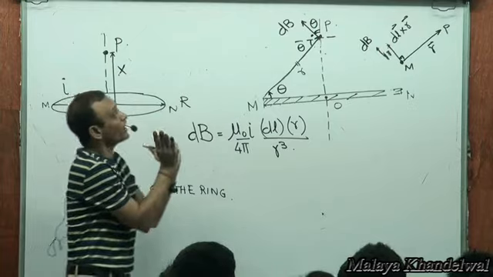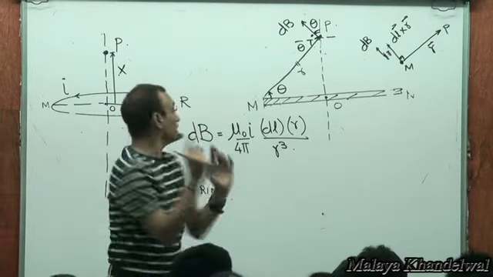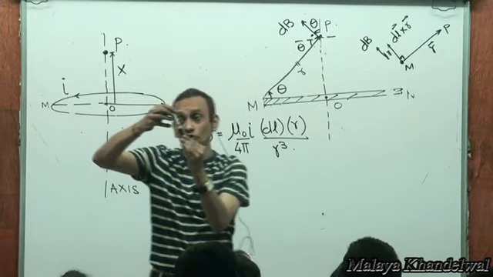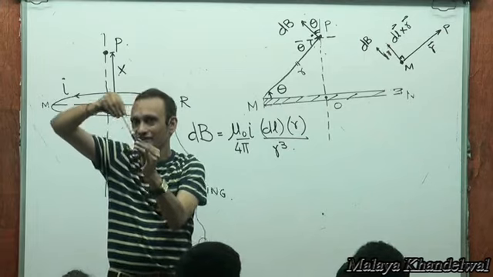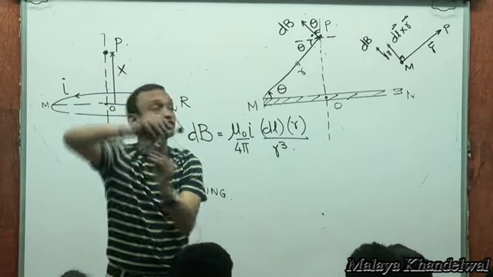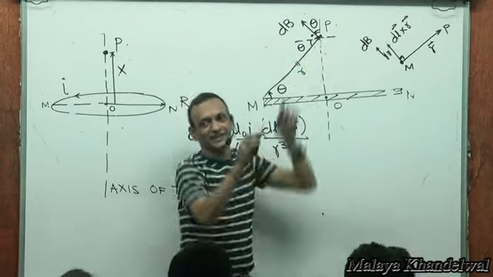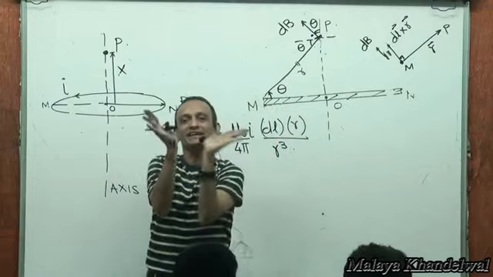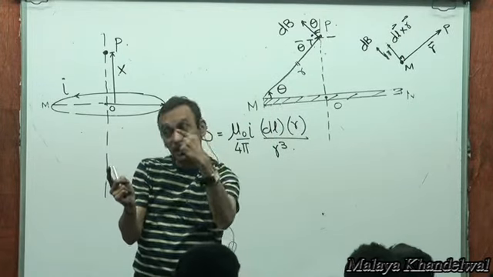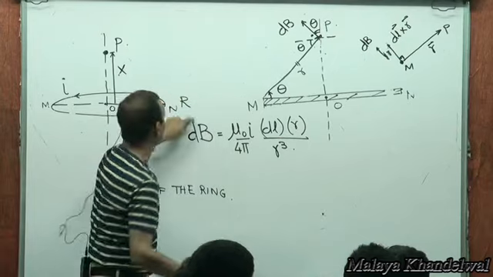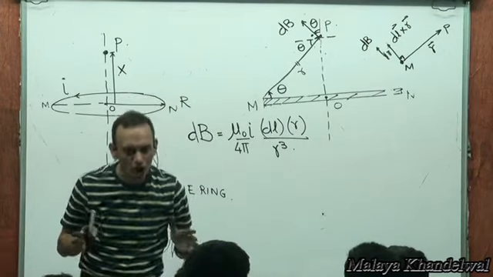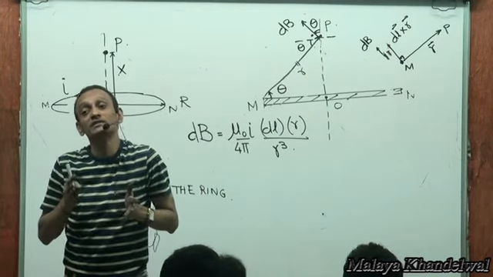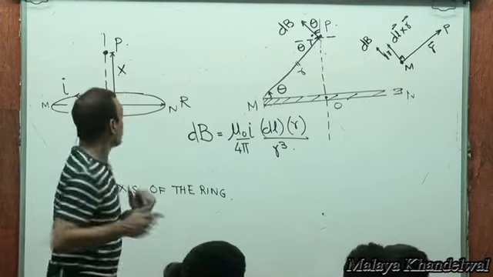Now, do you realize all the dBs produced by various elements make an angle theta with the vertical, so they are all in different directions. All these dBs constitute an inverted cone with vertex at P, yes or no? Do you all realize that? dBs are in different directions, so I can't say the net B at P would be the sum of all these dBs. That's going to be gross, right? So what we'll have to do is resolve each dB horizontally and vertically, right?